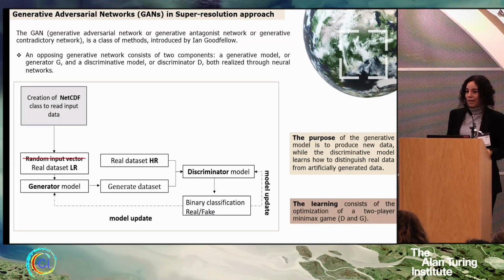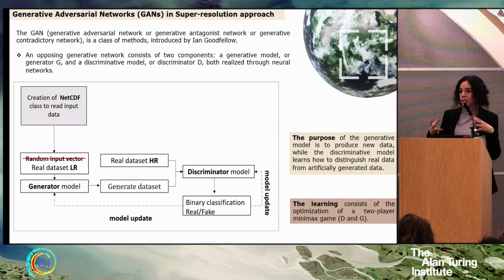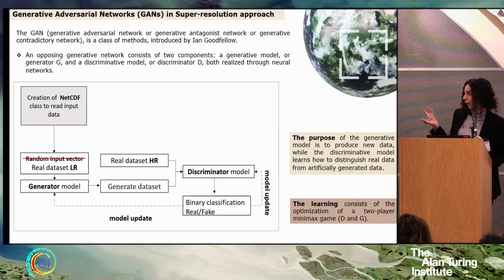Okay, but we have many types of GAN, because the GAN is a class of methods. For this study, we chose to use a super-resolution approach, because the GAN in a super-resolution approach has the capability to produce new datasets at high resolution. In general, the GAN is composed of two different components, a generator and a discriminator, that play a min-max game. The purpose of the generator is to produce new artificial datasets, and the purpose of the discriminator is to learn to distinguish real and artificial datasets. In general, I report a general scheme of the GAN in the figure, but the bigger difference is that we do not use a random input sequence, but we use a real dataset also for low resolution.